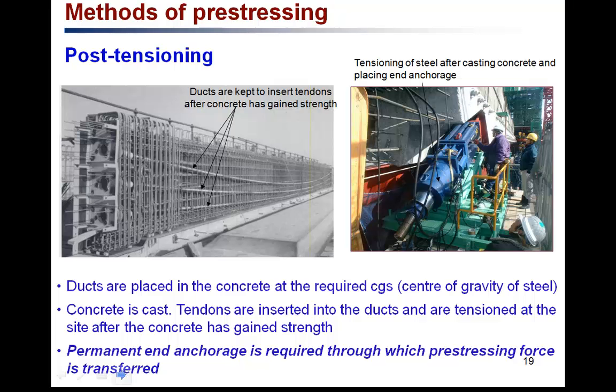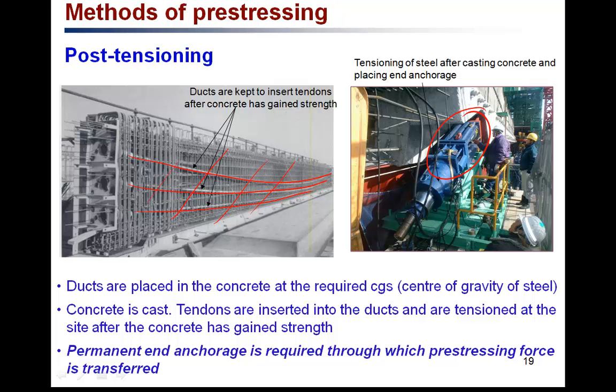And another method of prestressing is called post-tensioning. As the name suggests, in post-tensioning, the concrete is cast first, and then the steel is stressed. Now, as you can see here, the ducts are placed inside the concrete member first, and the concrete is cast, and then the steel wire or the steel tendon is placed inside the duct and is tensioned. And after tensioning the steel, the end anchors are placed so as to lock the steel at the ends.